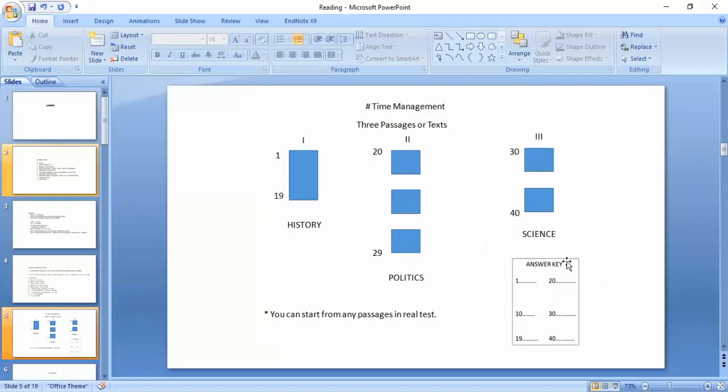Not number 1. Even though you started with politics first, its questions start from question number 20. So you have to put your answer in question number 20 and so on up to 29, and not 1. Depending upon which passage you are going to attempt, you have to put your answer in the corresponding blanks, the corresponding number in your answer sheet. So don't mismatch. Put the answer to a question in that corresponding number, not in another number.